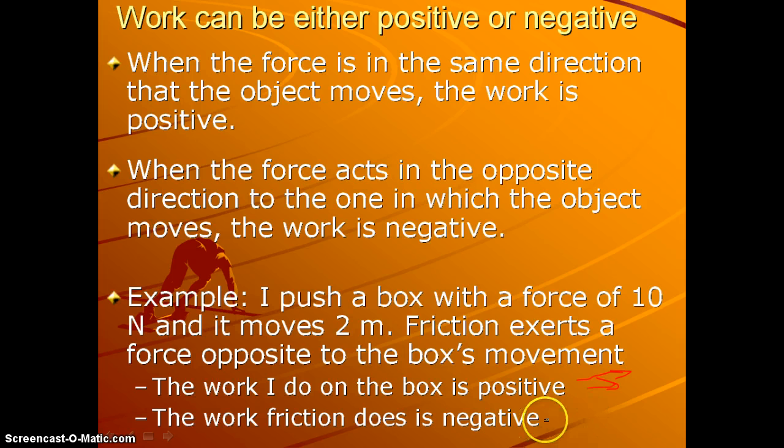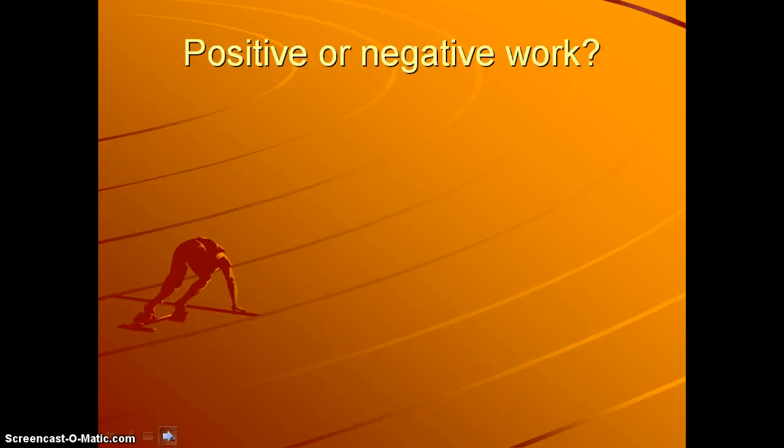The work friction does is negative. If the box is moving this way, then friction will act that way. So therefore, friction will be doing negative work. Here's a couple more examples. Make sure you're writing these examples in your notes.